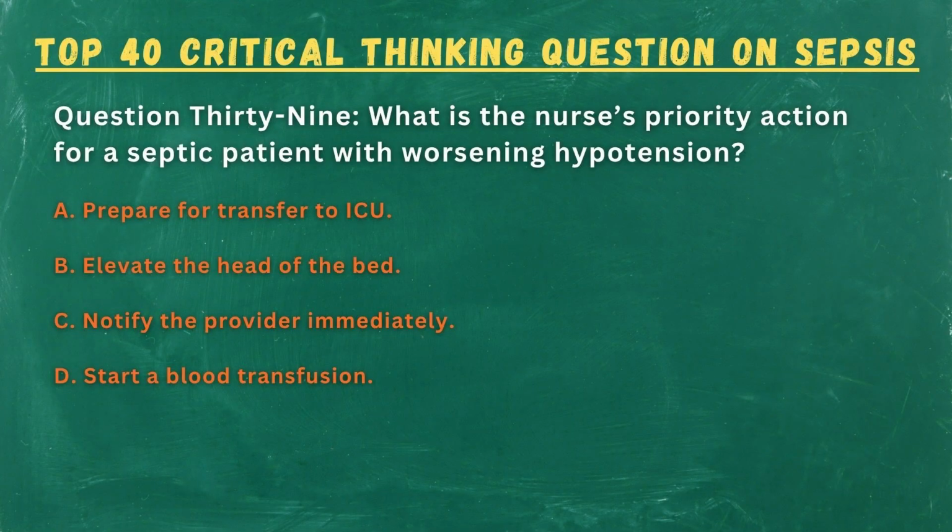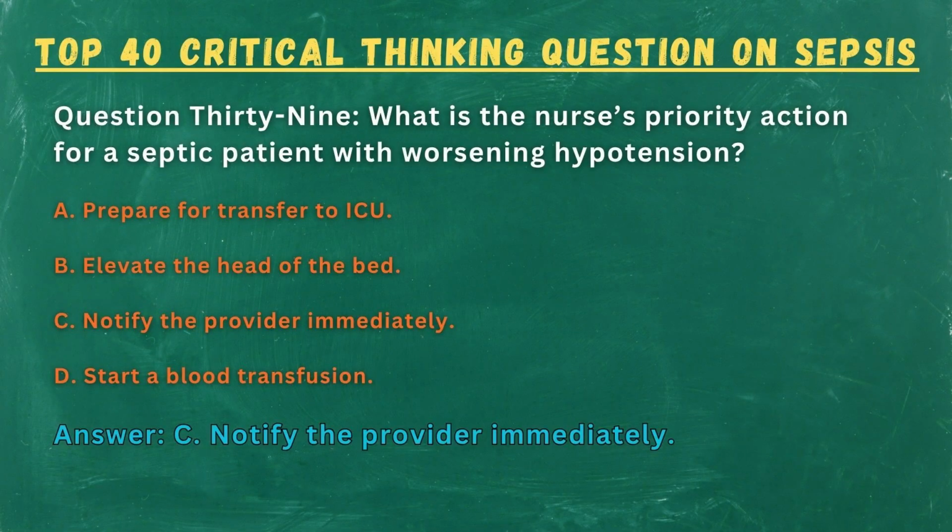Question 39. What is the nurse's priority action for a septic patient with worsening hypotension? A. Prepare for transfer to ICU. B. Elevate the head of the bed. C. Notify the provider immediately. D. Start a blood transfusion. Answer: C. Notify the provider immediately.